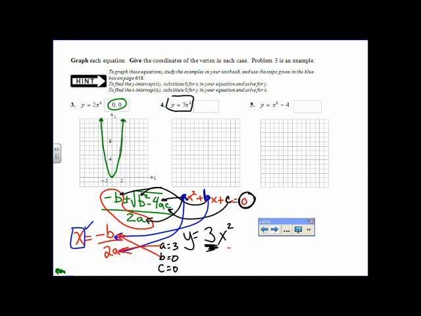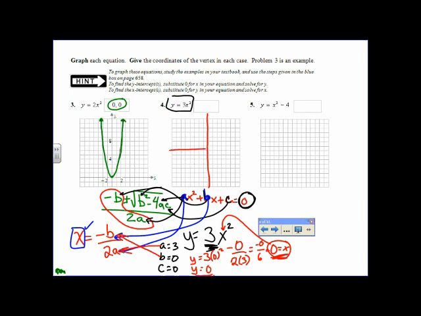And here's what we get. Negative 0 over 2 times 3, which is negative 0 over 6, which is 0. So that's x. Then you take that and plug it in here, which is going to be 3 times 0 squared, which will be 0 again. That's your y. So x is 0 and y is 0. That's the point 0, 0.